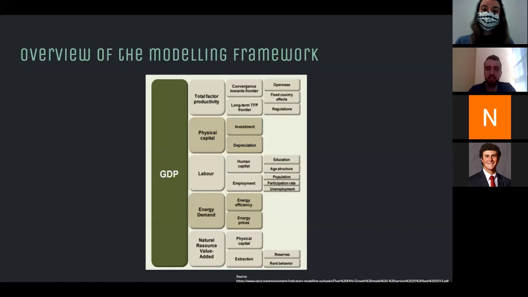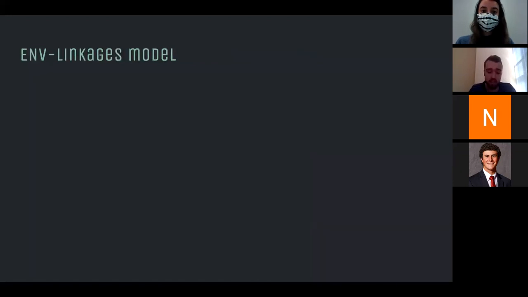It's very important. On the last slide of this section, it's the ENV linkages model. And it disappeared somehow. I don't know why. So what is the ENV linkage model? We can also say that it's a computable general equilibrium model. The ENV growth model is a very important input of this model.